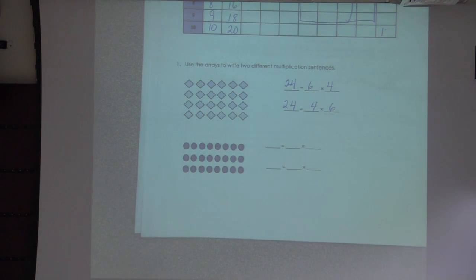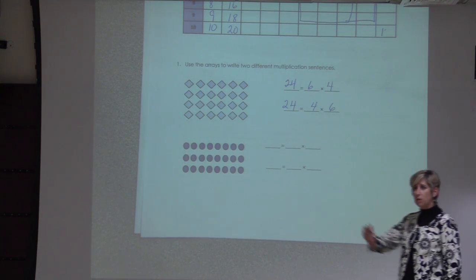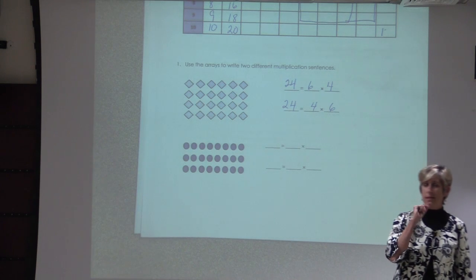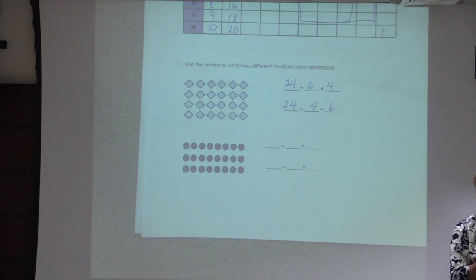And I believe the author purposely wrote it as 24 equals what? Because we've got to get used to that equal sign being able to move around. It doesn't matter if the product comes first or the factors. It's still a balanced statement.